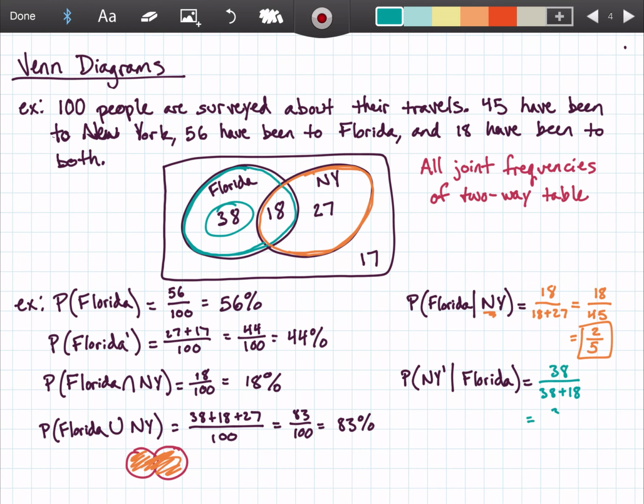And I said cancel. I meant simplify and reduce. Okay, I'm trying to do this in my head. 38 out of 56. And then I can reduce that. Ugh, I don't feel like reducing it right now. Anyway, that should be enough information to get you through Venn diagrams.